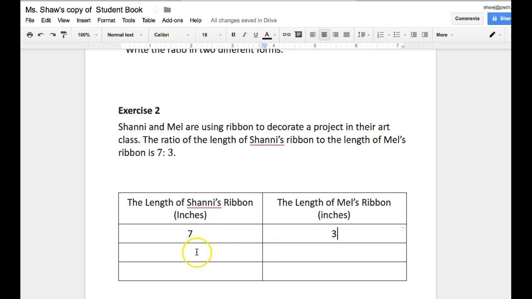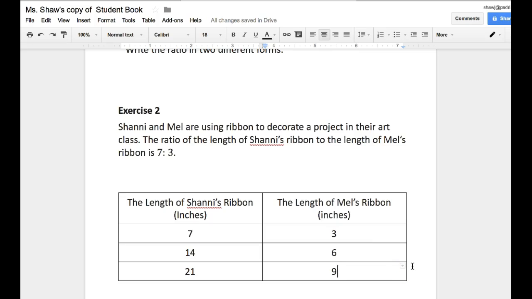If we were to continue on with this, Shani would then have 14 inches, and so Mel would have another 3 inches, so that would be 6 inches. And if we were to add another 7 inches, that would bring us to 21 inches for Shani's ribbon, and we would add another 3 inches, so that would bring us to 9 inches of Mel's ribbon. So before we move on, this is our table, and we're about to make a tape diagram.